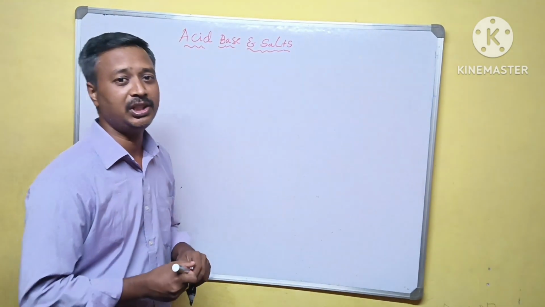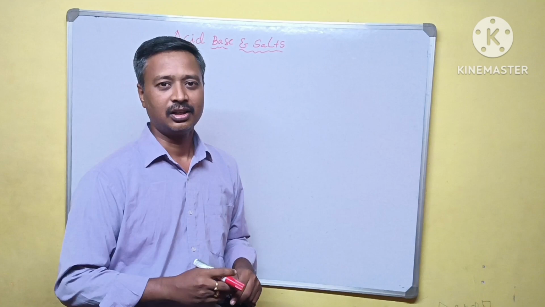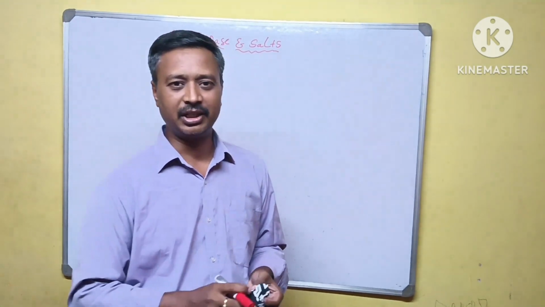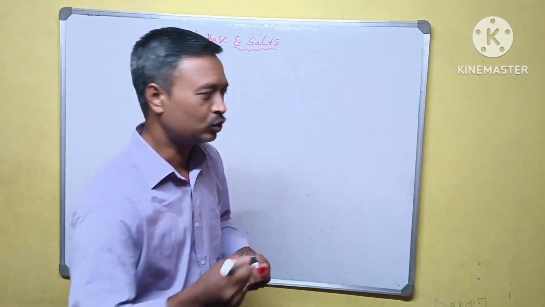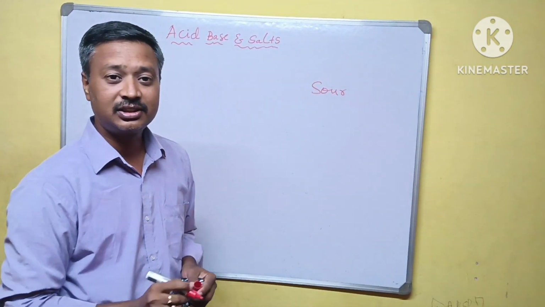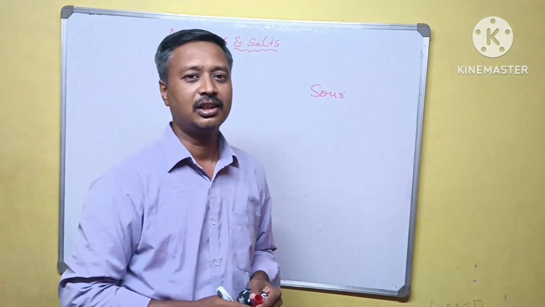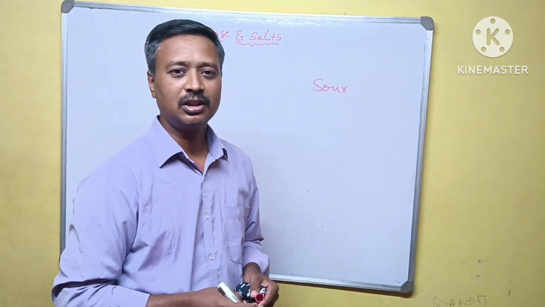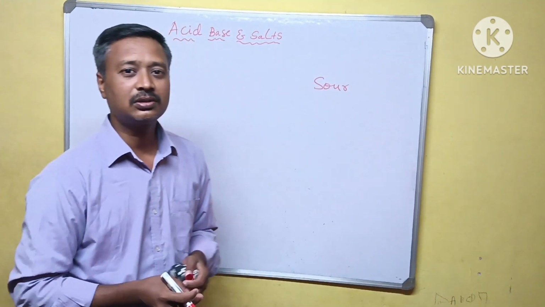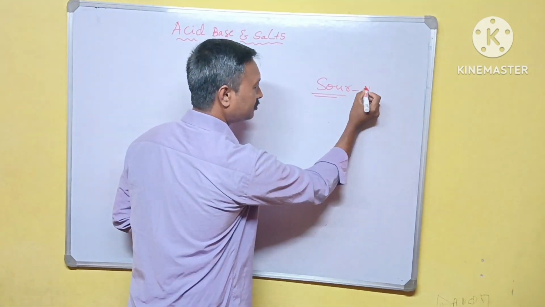First, you are familiar with lemon. Almost all of you have tasted lemon. What is the taste of the lemon? Sour, right? What is the taste of the orange? It is also somewhat sour. Tamarind, sour.